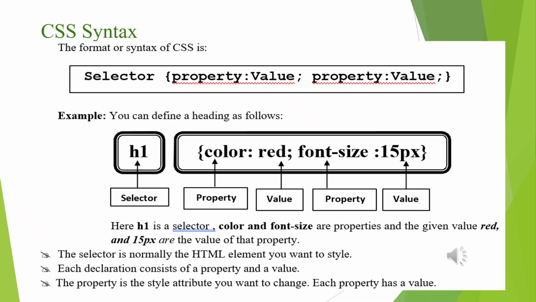Each declaration consists of a property and a value. The property is the style attribute you want to change. Each property has some value.